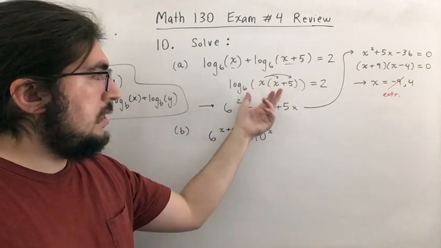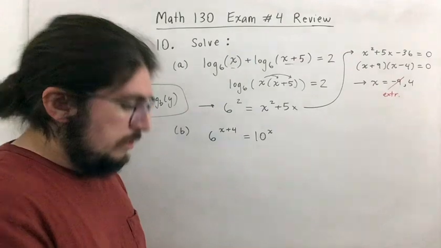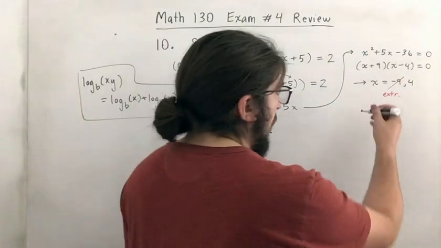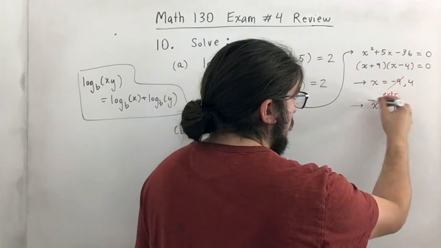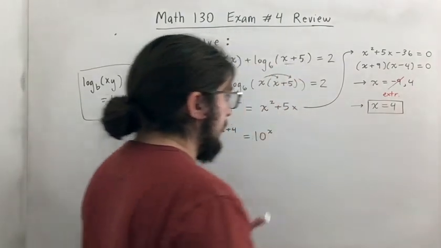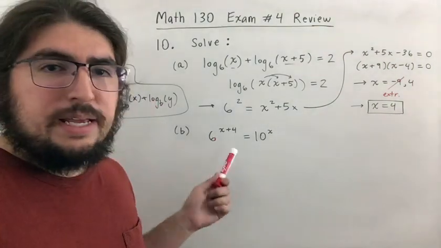Log base 6 of 36 is 2, because 6 to the second is 36. So that works out. So our only answer here, actually, after checking for extraneous solutions, is x equals 4. Perfect. Now, this one is a little tricky.